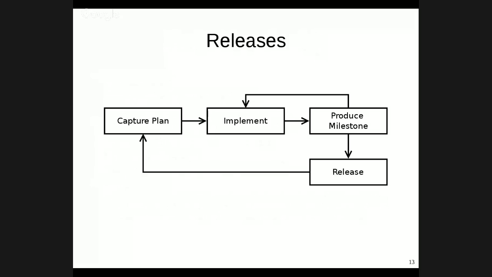For releases, projects should be following a fairly lightweight process of capturing some kind of plan, doing some sort of implementation, producing milestone builds, iteratively implementing more, producing milestone builds throughout a release cycle, and then ultimately doing a release before starting the whole process again. Capturing a plan takes a couple of different forms. What we like project teams to do is, at the beginning of a release cycle, have some sort of idea what kinds of things they're going to do.